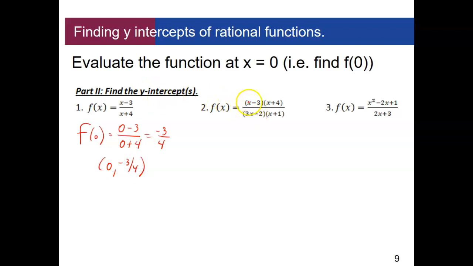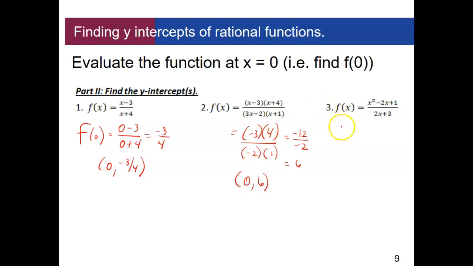This one, if I plug 0 in, hopefully you'll start seeing that you can do these a little quicker. If I plug 0 in here, I'm going to have -3. If I plug 0 in there, I'll have 4. Plug 0 in here, I'll have -2. Plug 0 in there, and I'll have 1. So this is going to be -12 over -2, which is 6. So my y-intercept would be (0, 6).